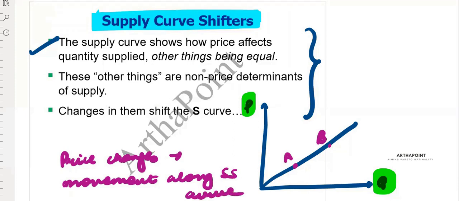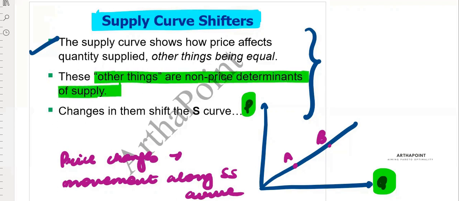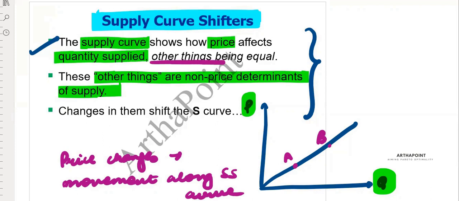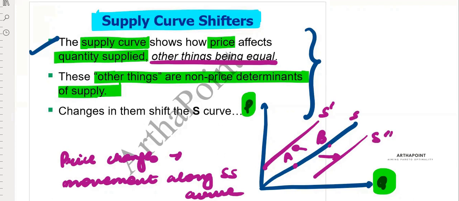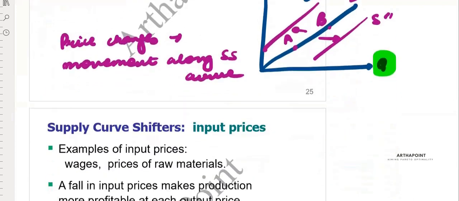So when price changes, it leads to a movement along the supply curve. But any factor other than price is going to lead to a shift of the supply curve. So the supply curve is always drawn as a relationship between price and quantity supplied. The supply curve holds other things constant, and when those other things change, it leads to the shift of the supply curve rightward or leftward. So we will go ahead and see how that happens.